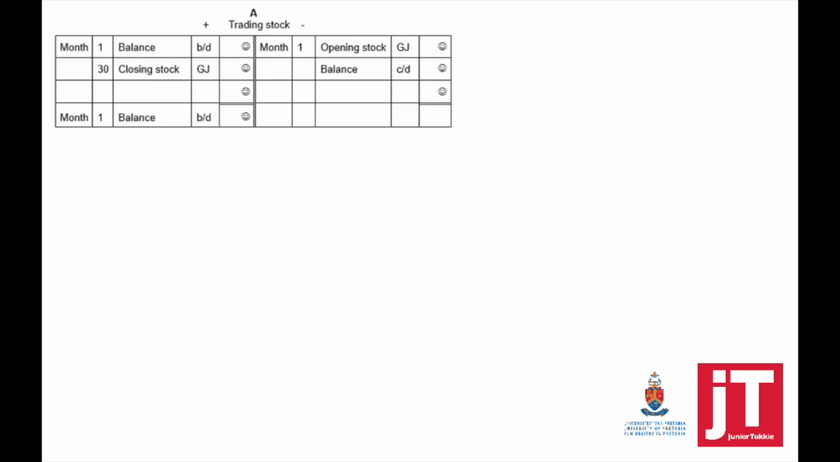If we look now at the ledger accounts, as I've just mentioned, trading stock is a current asset. The opening balance, the balance in the beginning, is going to be taken to your opening stock, which is an expense to the business. At the end of the accounting period, we do a physical stock count. That is called your closing stock.